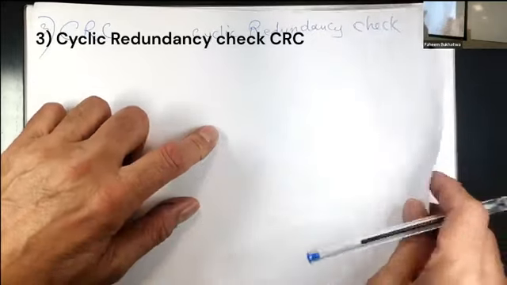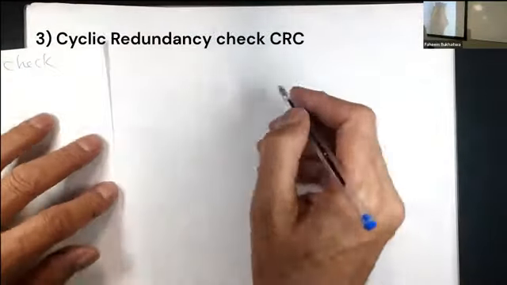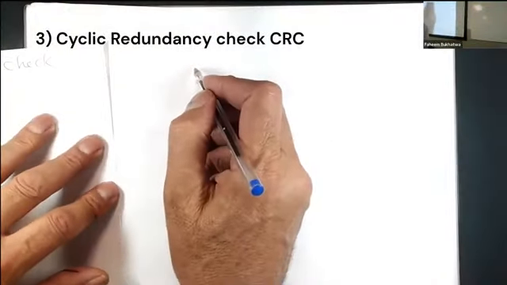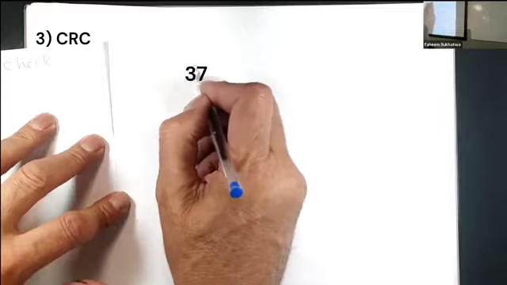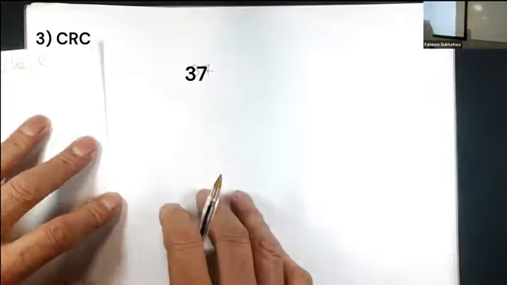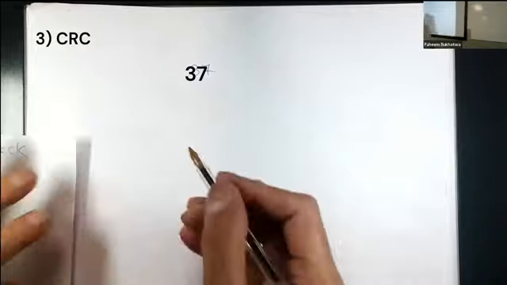It's much easier. Okay, let's say this is your data, 37. That's the data you want to send. And you and I, we agree on a divisor. So we need a key or some code or something like that. But it's not a secret thing. Let's say 5.